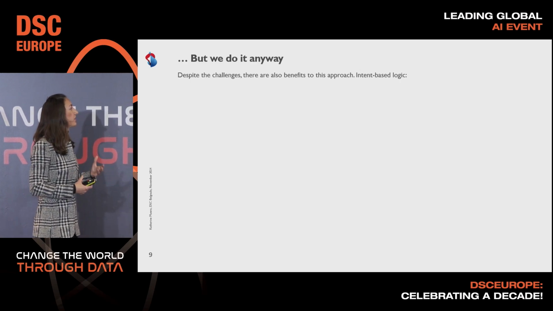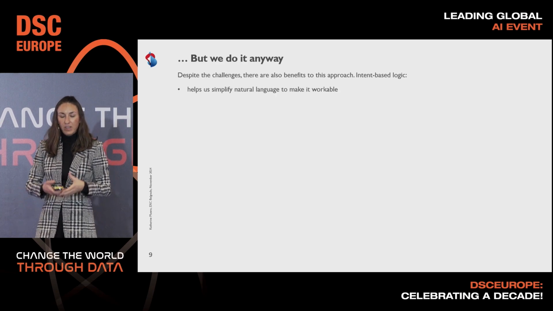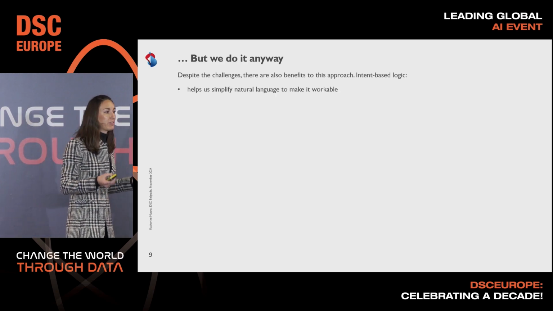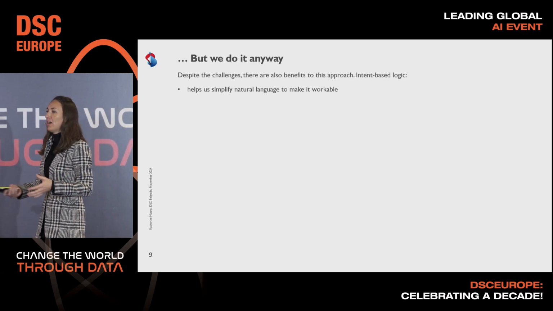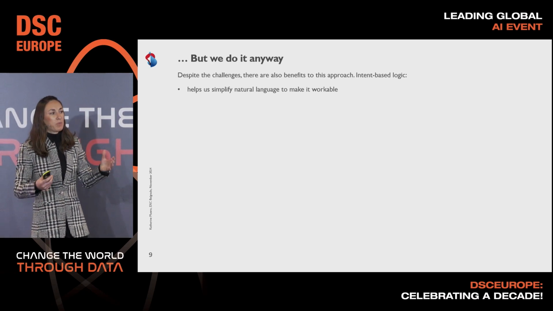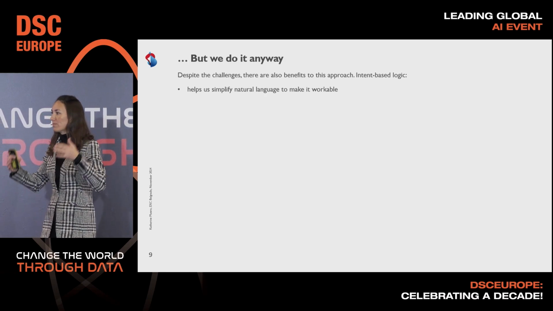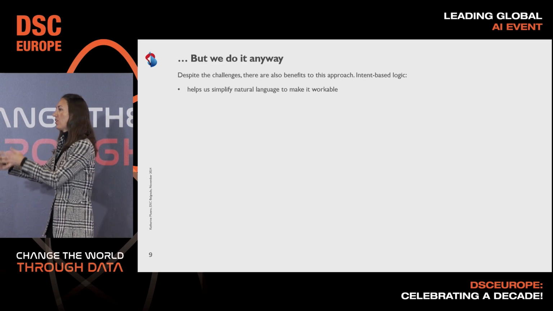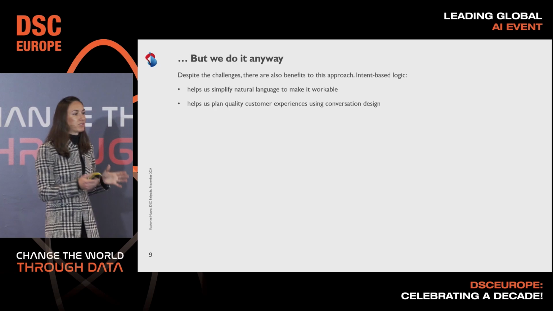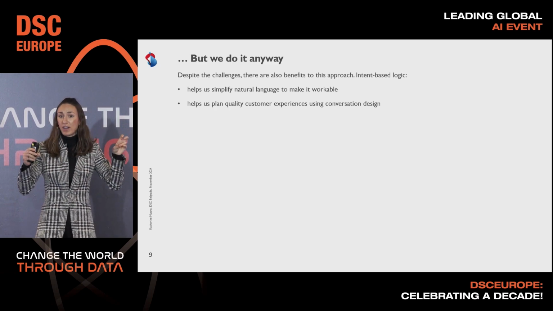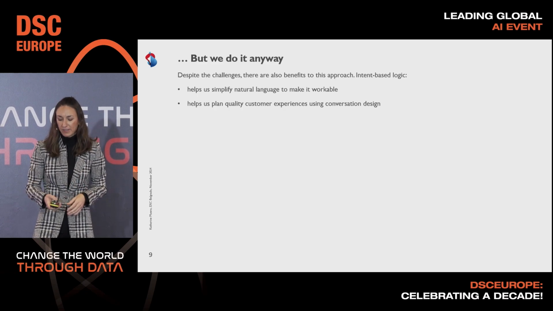And that's because there are benefits to intent-based logic. Firstly, it helps us simplify natural language to make it workable, because as I said, we're never going to be able to capture the variability of the way customers talk to us, but at least within the team, when we're trying to design experiences and anticipate problems, it helps us to bucket the kind of things they might be talking about. And this helps us to design so-called happy paths, where we know where the customer might want to flow to get their job done, things like that.